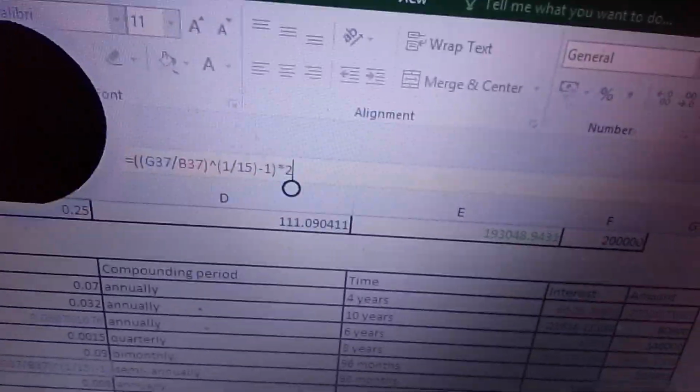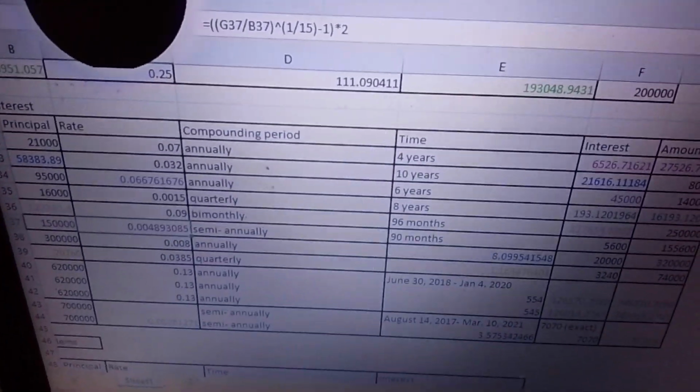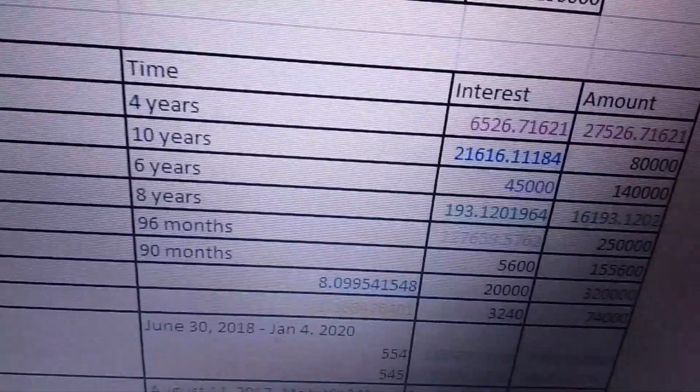And then the last step is to multiply by 2. And that's indeed the answer. The answer is supposed to be 0.489%. Right? For number 7, the answer that we're supposed to get is 8.1 years.